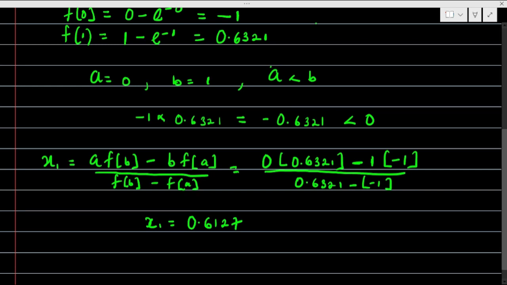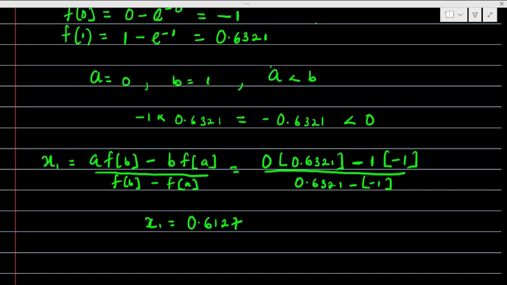Now we have our first iteration, which is x1, and it is 0.6127. Now we need another iteration. When we are talking about numerical analysis, and we are using the bisection method, the regula falsi method, or the interpolation method, we have to iterate as many times as possible until the values we are getting converge to at least 2 or 3 decimal places. So this is just our first iteration. We need to do our second iteration.